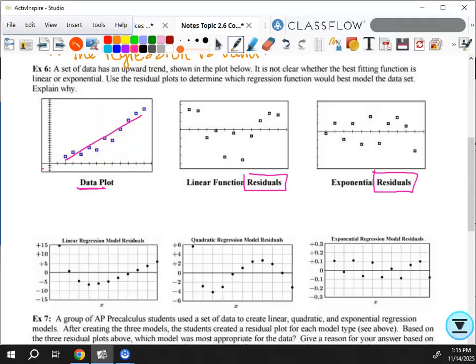Which one looks like it should be a better fit? The exponential, because this has no clear pattern. This definitely has more of a pattern than that one does, right? And so it says to use the residual plots and explain why.